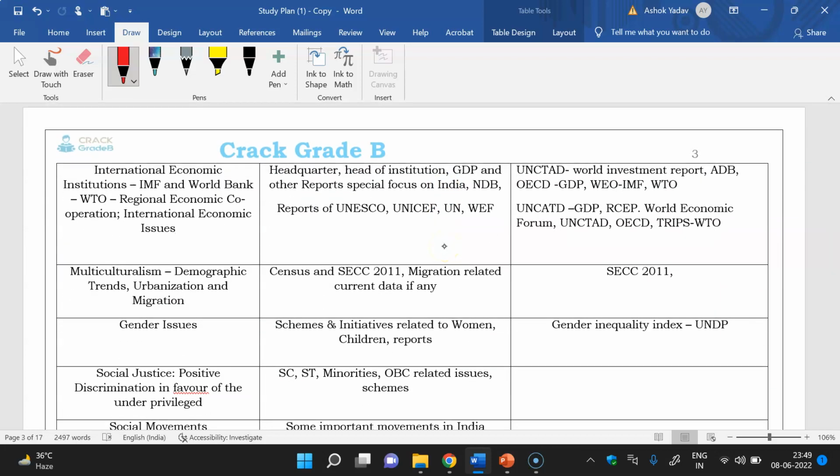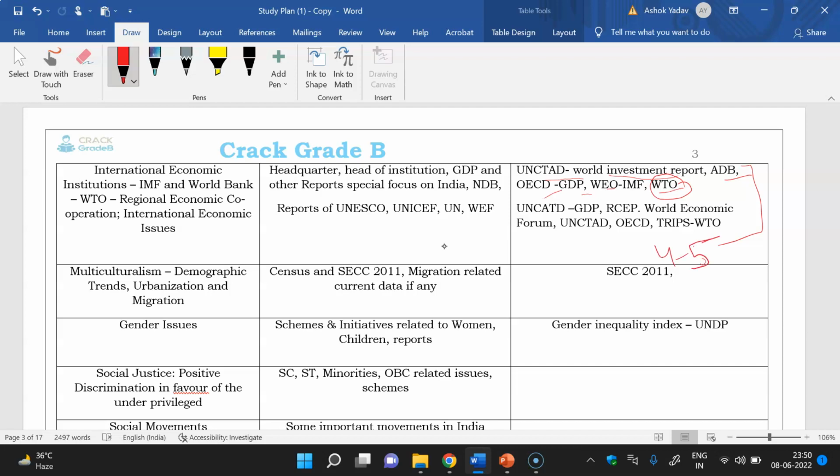This is a very important topic. International economic institutions: in the last 4 or 5 years, every year they have asked questions from a GDP report released by organizations like the Asian Development Bank, OECD, World Economic Outlook by IMF, World Trade Organization, and other reports. A UNCTAD World Investment Report related question was also asked.